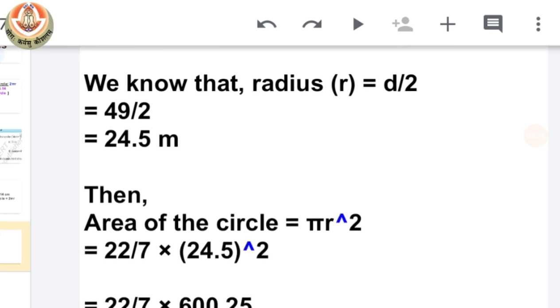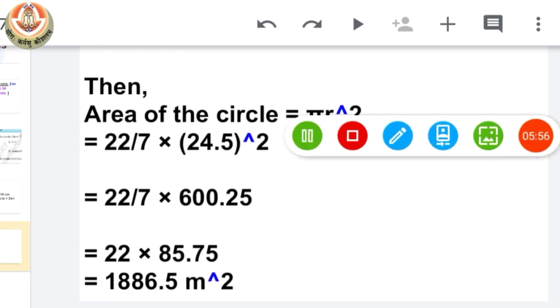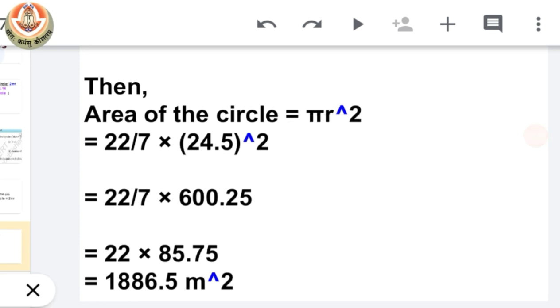So again, first we have to convert this diameter into radius. So we have to divide it by 2. So we will have 24.5 as radius. Now the area of a circle is pi r square. So the value for pi is 22 by 7 and radius is 24.5. Now we have to solve it.